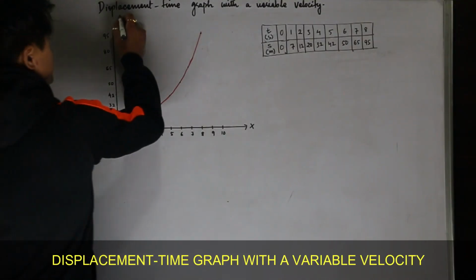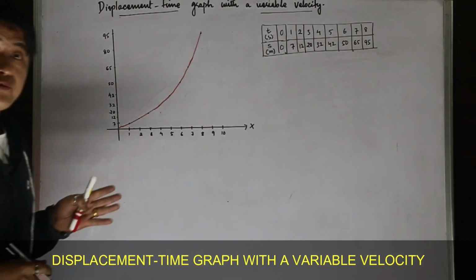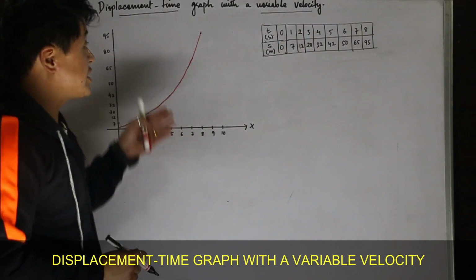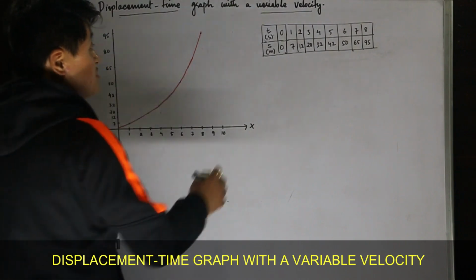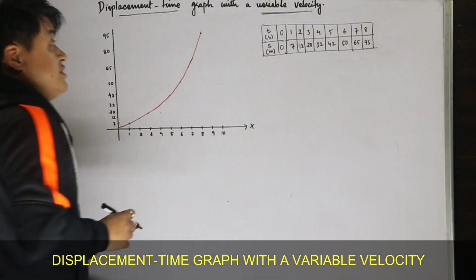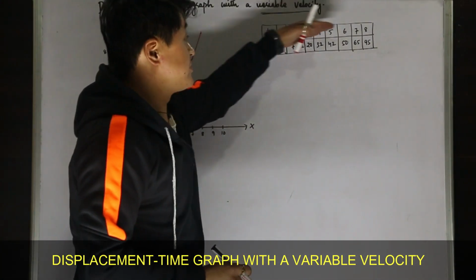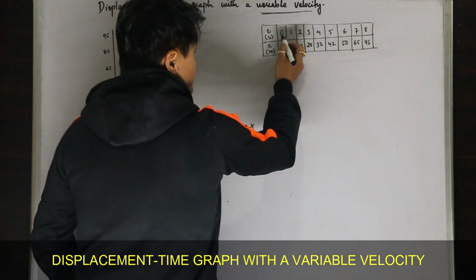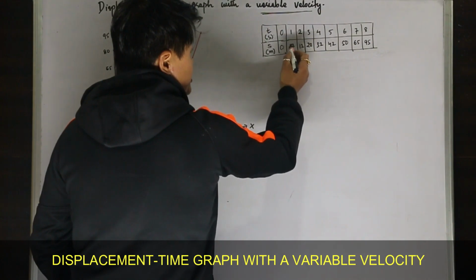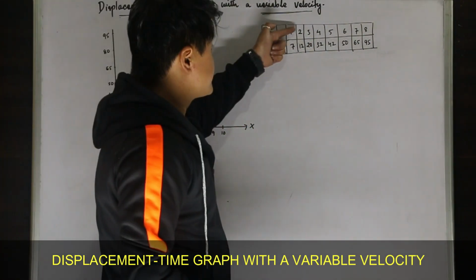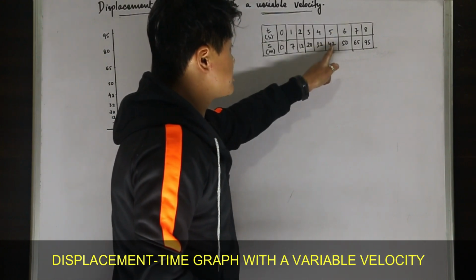Now we will do the displacement time graph with variable velocity. We know when the body is not covering equal distance in equal intervals of time in a particular direction, then the velocity of the body is said to be variable velocity. I have a table for a moving body in each interval of time. You can see here, when the time is 0, displacement is 0. When the time is 1 second, displacement is 7 meter. 2 seconds, 12 meter, 3 seconds, 20 meter, 4 seconds, 32 meter, 5 seconds, 42 meter.